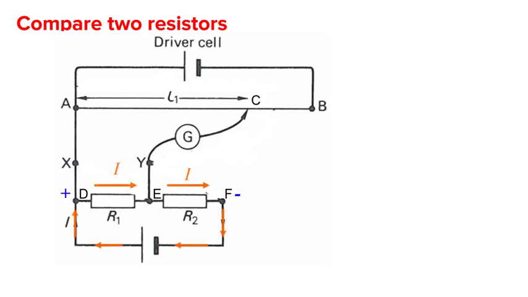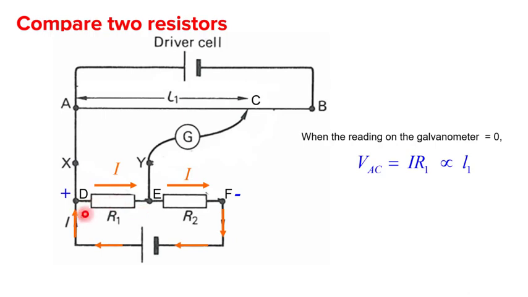And at the balance point, the two currents flowing through the resistors will be the same, because the current through the galvanometer will be 0 and the current through the branch will be 0. So the current will flow in this manner. In this case, when the galvanometer registers a 0 reading, the potential difference across R1, which is equal to IR1, will be equal to the potential difference across AC, and it will be proportional to L1.